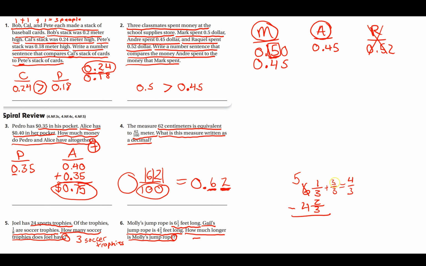Okay, so I'm going to rewrite that as my 4/3. 4/3 minus 2/3 is 2/3. 5 minus 4 is 1. And we're dealing with feet here.